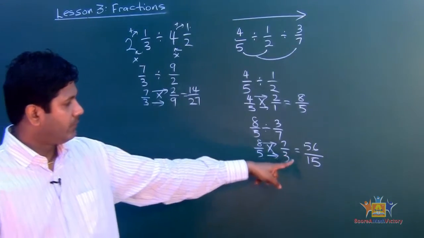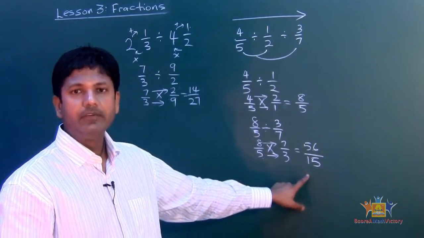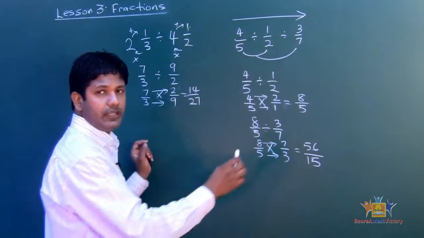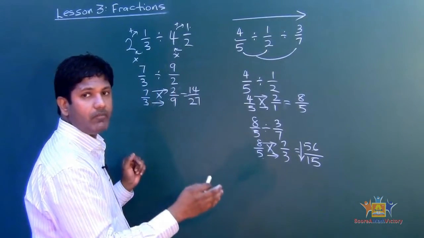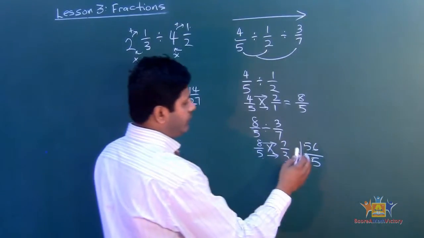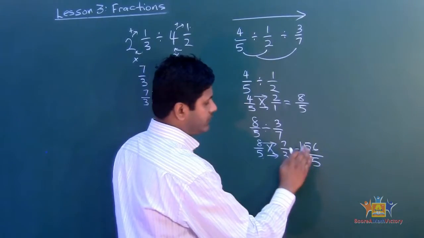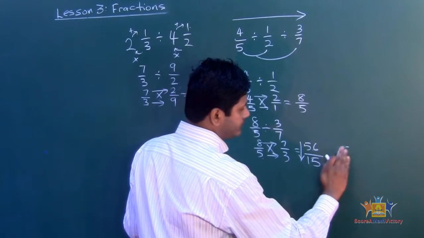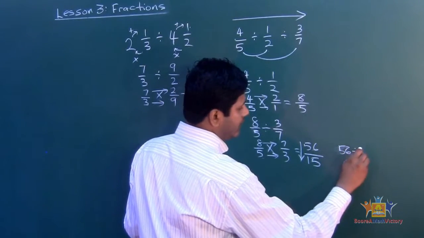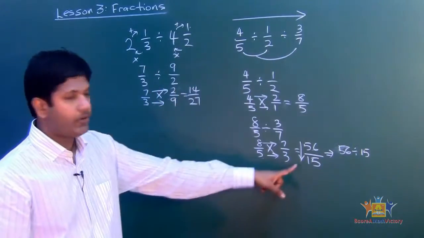And now look at that answer. It's not quite an answer yet. Why? Because it's an improper fraction. So we're going to use the arrow down method and simplify it and put it in the form of a mixed number. So it says 56 over 15, which means 56 divided by 15. That's what that translates to when you use the arrow down method.